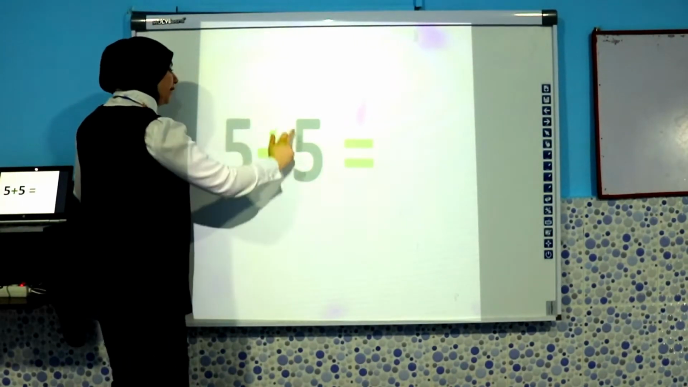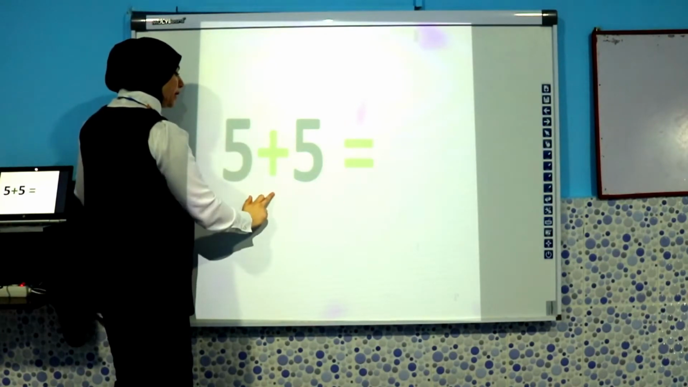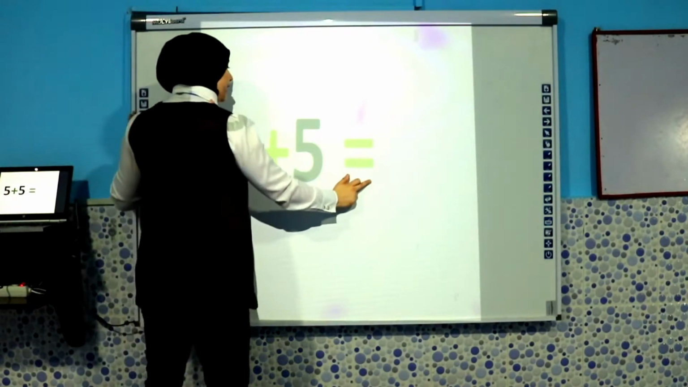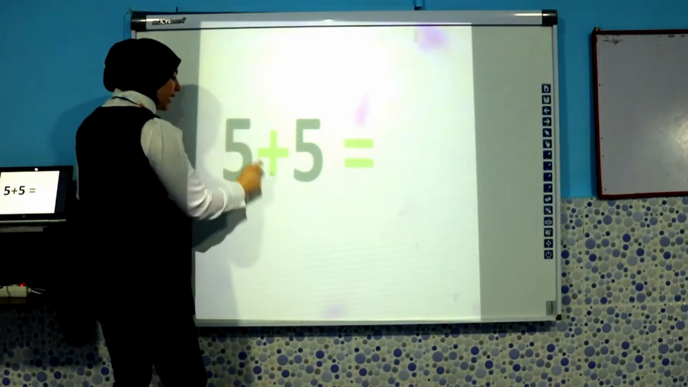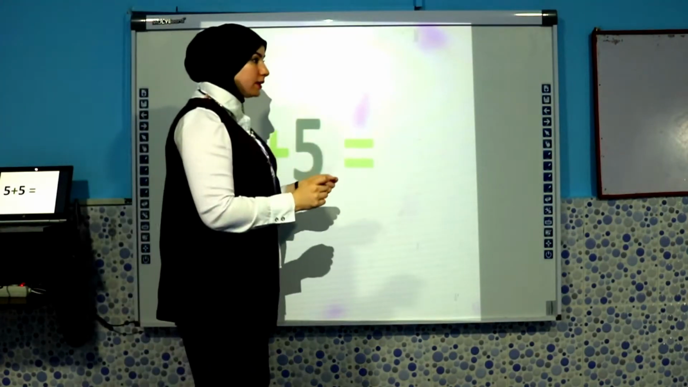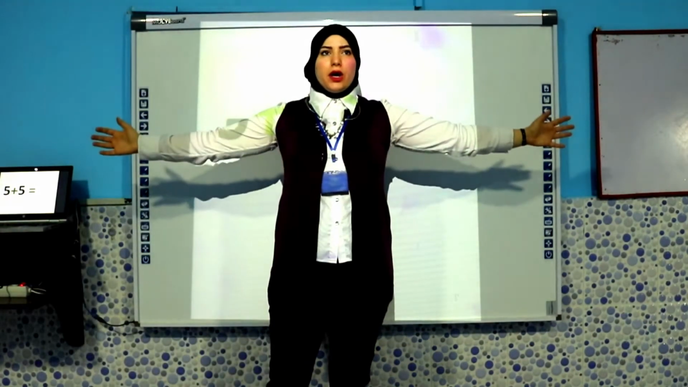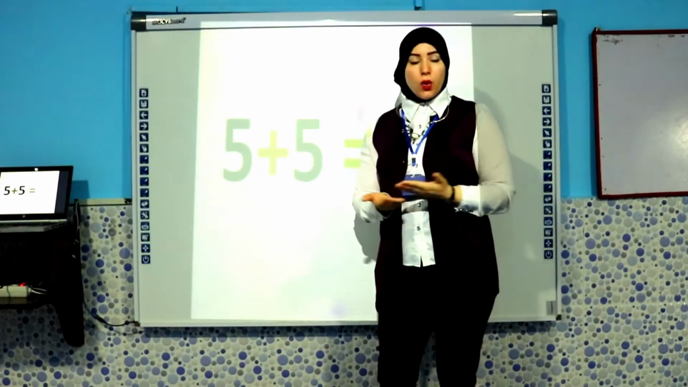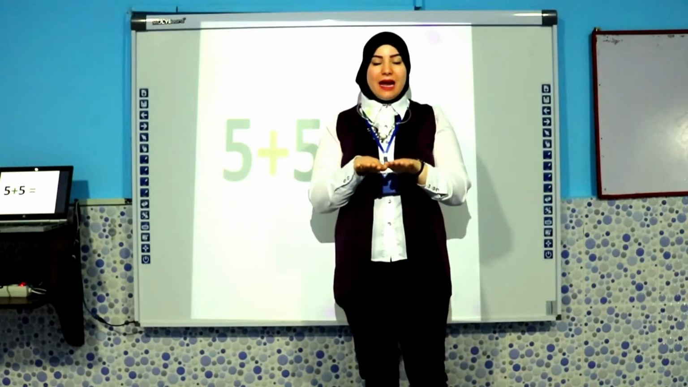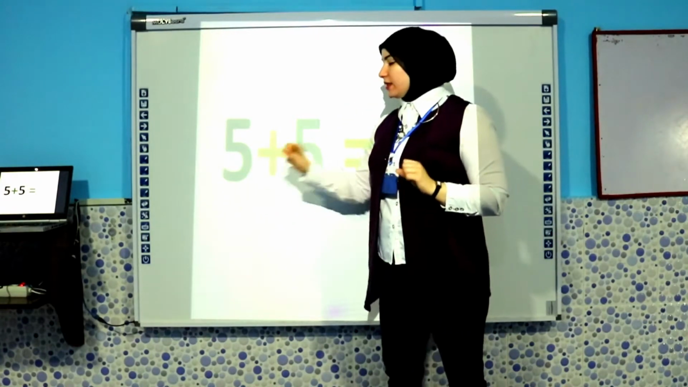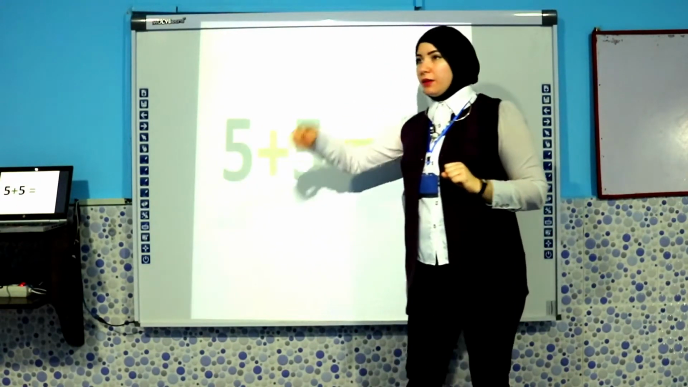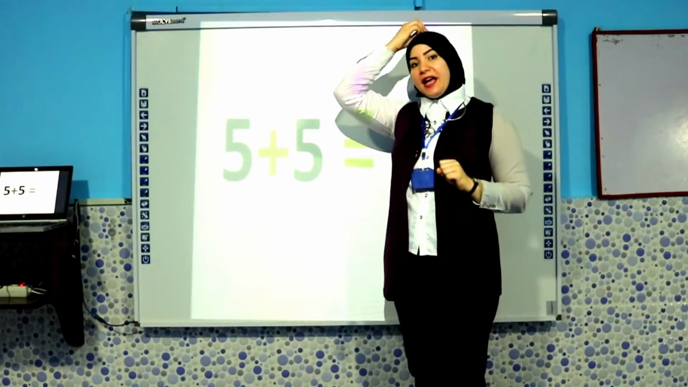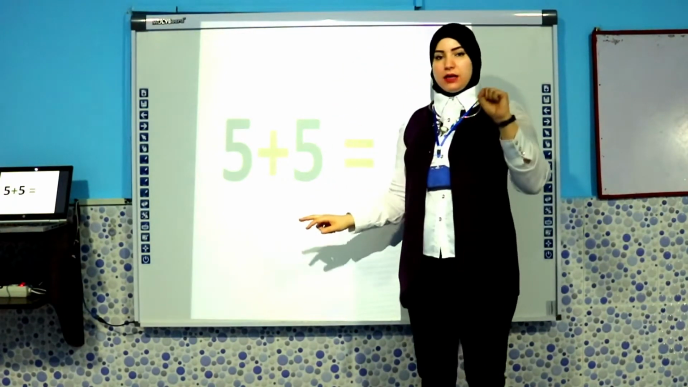Let me see. We have here 5 plus 5 equals. What am I supposed to do when I have plus? When I see plus, I have to search for the bigger number. Which one is the bigger number here? There is no bigger number. They are the same. They are equal. So what am I supposed to do? I put any number in my mind and the other number on my finger and count.